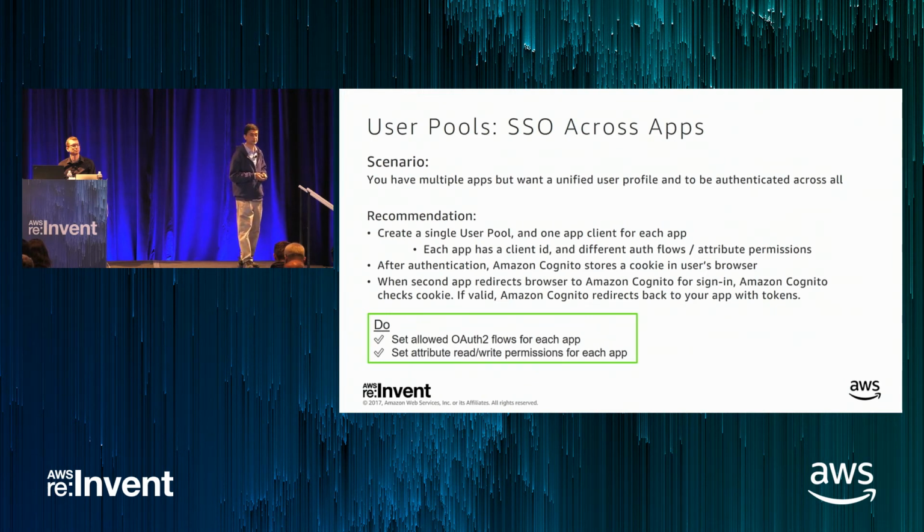Once you do all of these things, Cognito can then take care of the SSO. The first app that a user accesses signs in the user by sending the user to Cognito. Once the user is signed in, Cognito stores that information in a cookie. Subsequently, when additional apps want to sign in the user and go to Cognito, Cognito says, okay, you're signed in, and sends the user directly back with tokens to the app. That way, for the user, there's less friction, and for you as a developer, you have a more unified user profile.